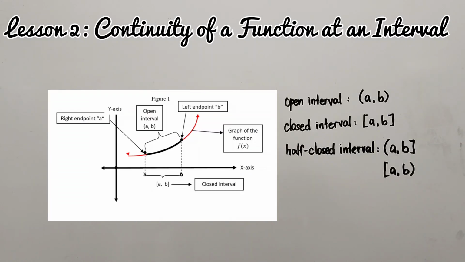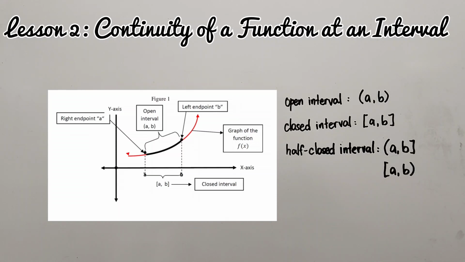Let's proceed now to the continuity of a function at an interval. A function can be continuous on an interval. This simply means that it is continuous at every point on the interval. Look at figure 1 on the left. In this figure, we can create different types of interval. We have this open interval, closed interval, and half-closed interval.